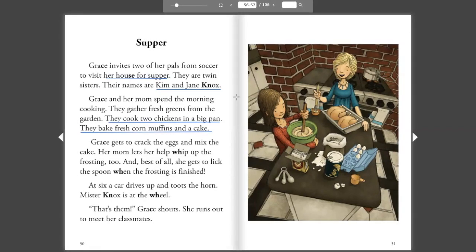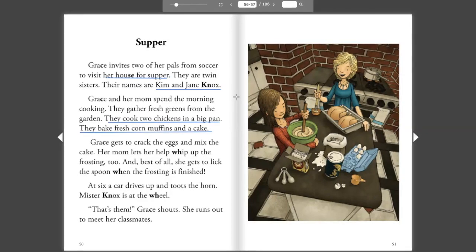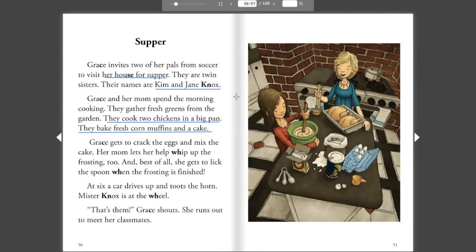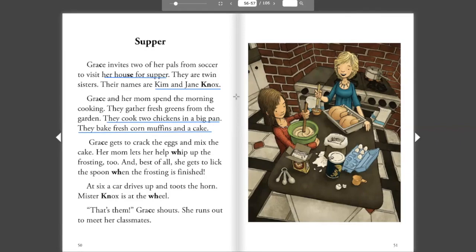My next question is an inferential question. This means that the answer isn't necessarily in the text. You may have to use details and clues from the text together with your brain to answer this question. Why does Kim say she wants to visit next weekend too?